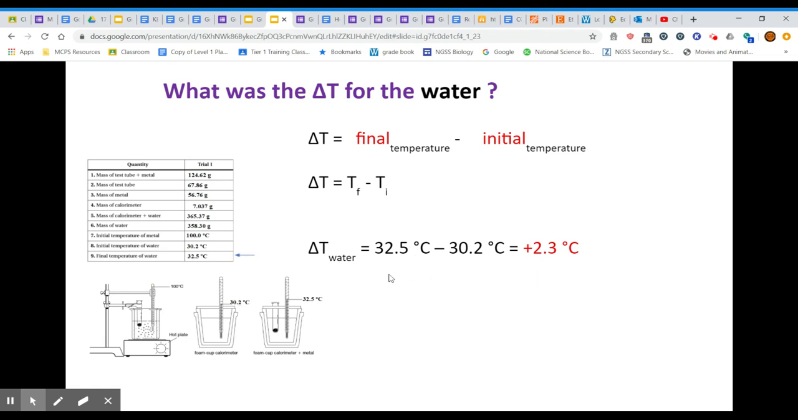Please see that this value is a positive value. That means it is an endothermic reaction. The delta T is positive because the water absorbed heat that was given by the metal.